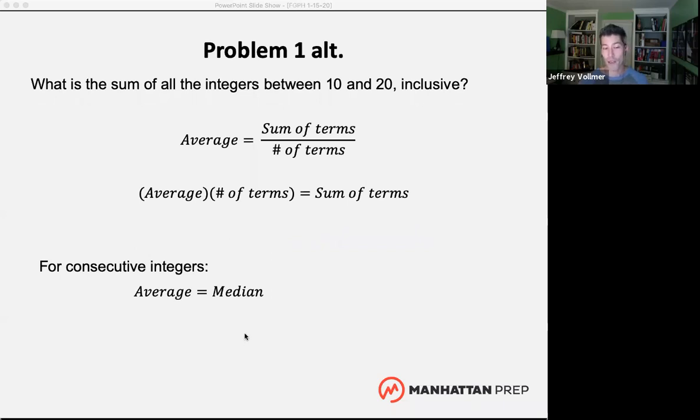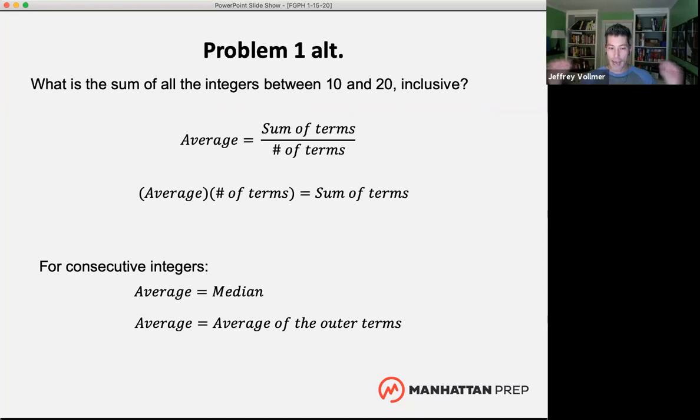Another way to figure out the average of consecutive integers, when maybe you have a longer list and it's tough to figure out what the middle number is, if there even is a number in the middle, is again, because consecutive integers create nice symmetry throughout, the average of the outermost terms, the first and last term, will actually be the average of the entire set. Okay. So that's kind of a nice tool as well. So there's a couple ways to think about average.